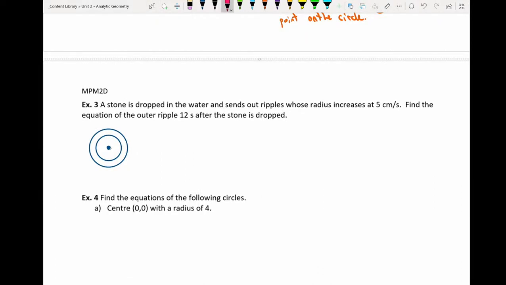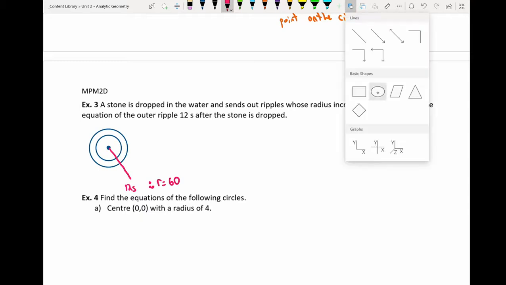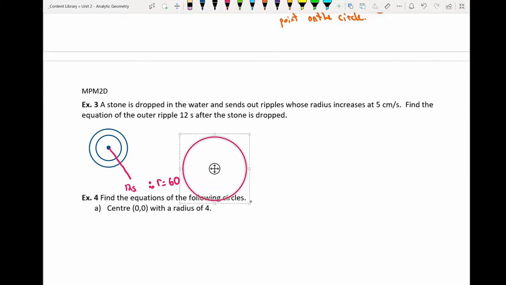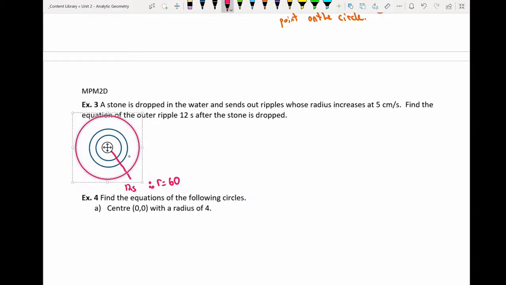So basically we will need to know the radius, and we know that eventually it's going to get out to a point. If it's 12 seconds and it increases 5 centimeters per second, then after 12 seconds my radius has to equal 60, or 5 times 12. Right? That's the only way that this can work, is my radius is 60. So something like that.